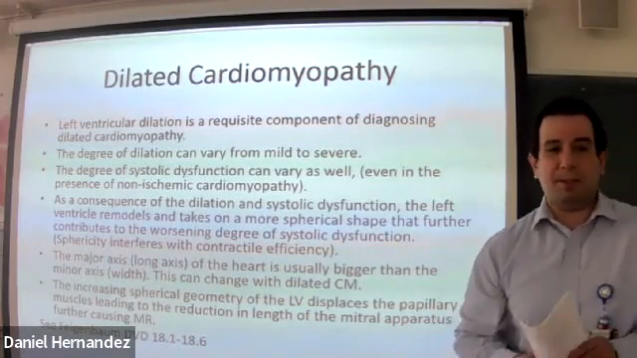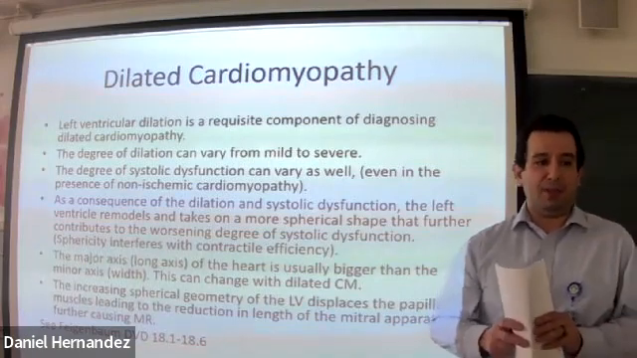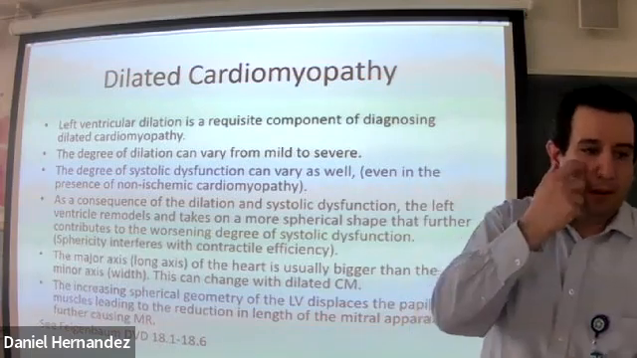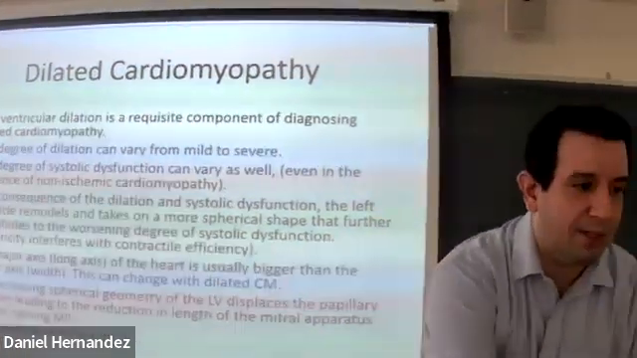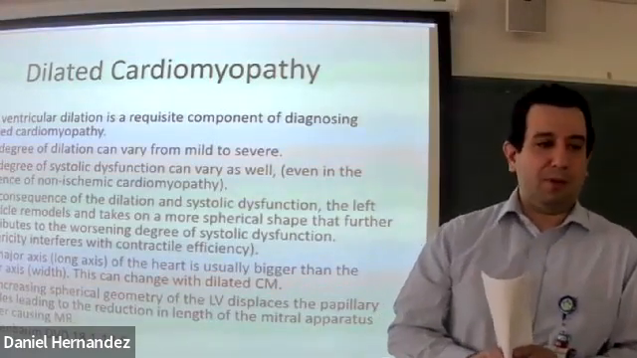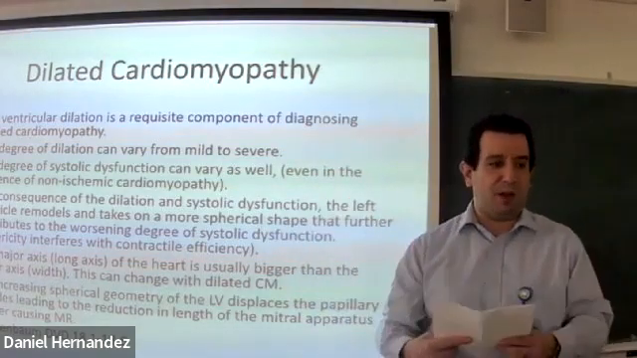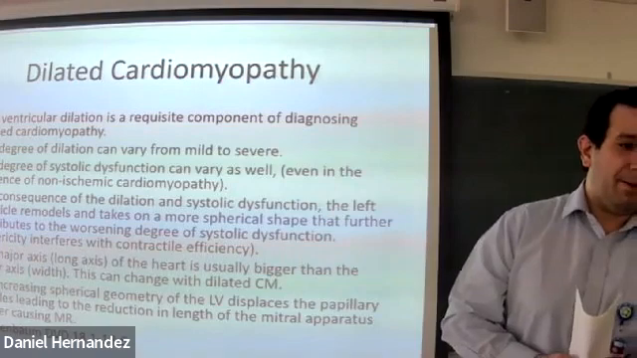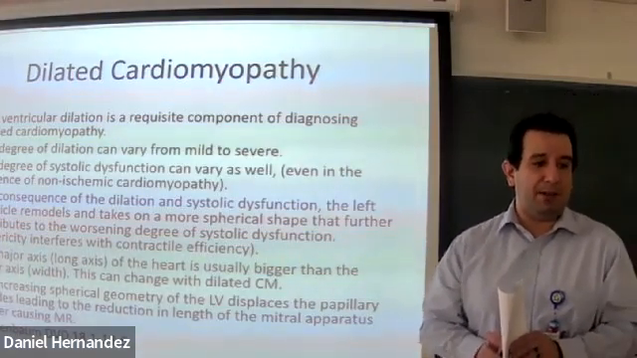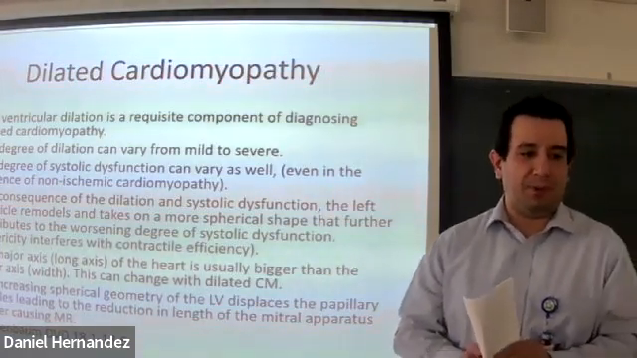As a consequence of this dilatation and systolic dysfunction, this left ventricle, like we said, is going to start to remodel. And again, it takes on more of a spherical shape that further contributes to worsening degrees of systolic dysfunction. So as it becomes more spherical, as it dilates more, that patient's EF is just going to continue to drop. The major axis, the long axis of the heart, is usually bigger than the minor axis. And this can actually even change with dilated cardiomyopathy, depending on how spherical it becomes.